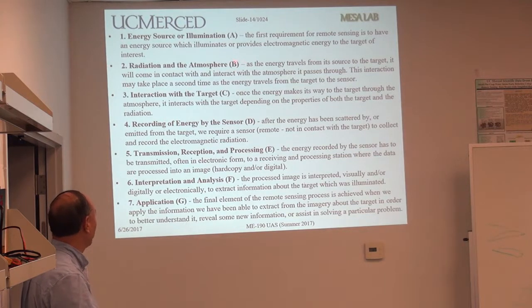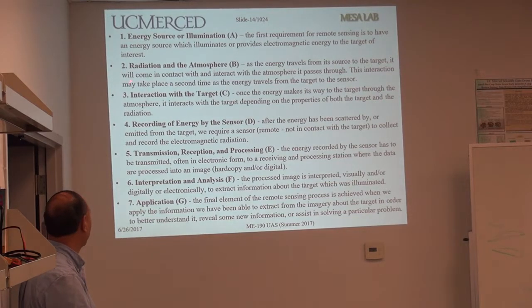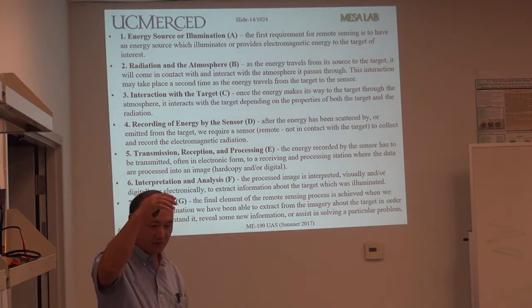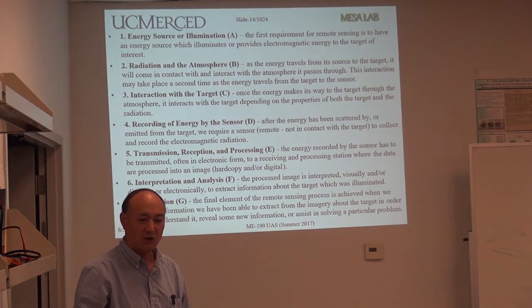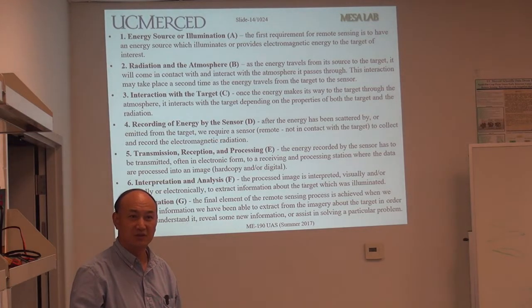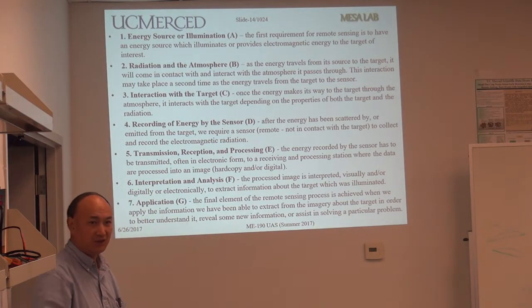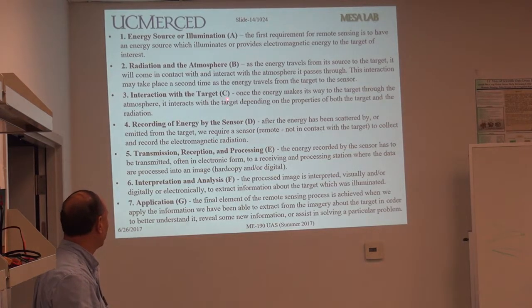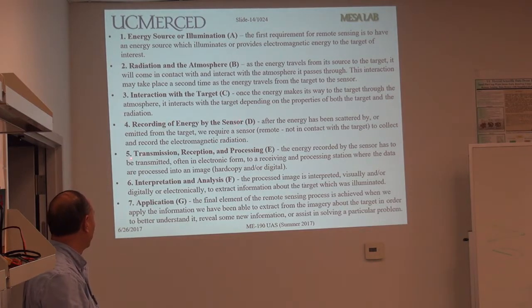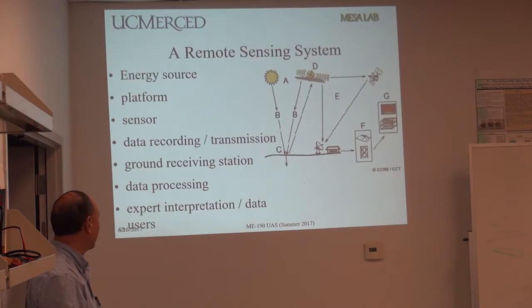Then radiation and the atmosphere, this is B. The energy will travel through the atmosphere on its way to the target, in contact with the atmosphere passing through. Interaction may take place a second time as the energy travels from the target to the sensor. So coming in and reflecting back, it will be different, okay? But for our case, using a drone, this B is probably not a big deal, right? The atmosphere effect is not a big deal. Then interaction with target, recording of energy by the sensor, D, transmission, reception, and processing is G, okay, here.